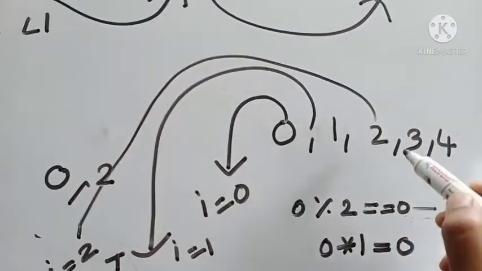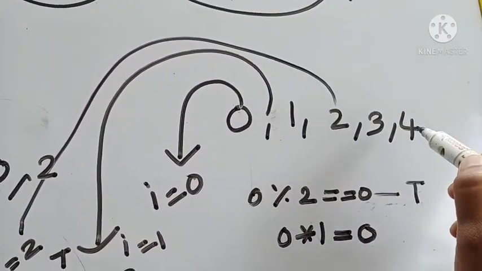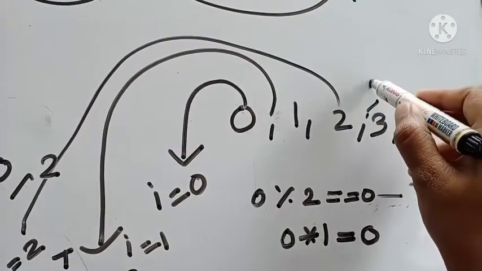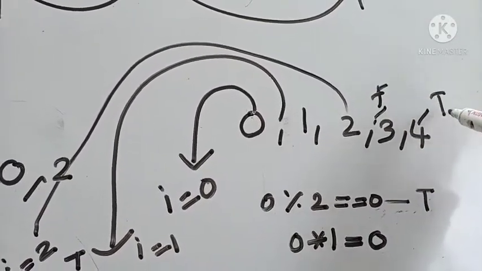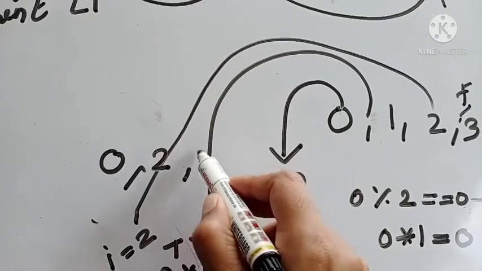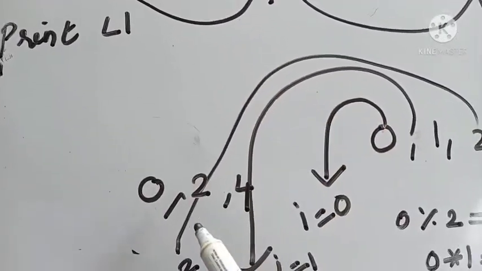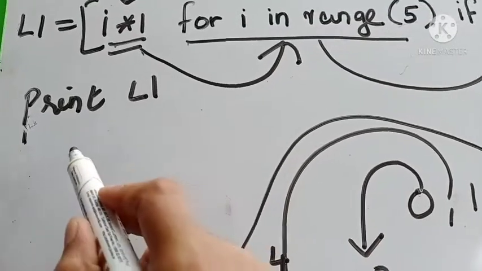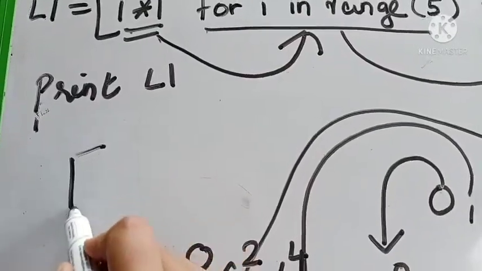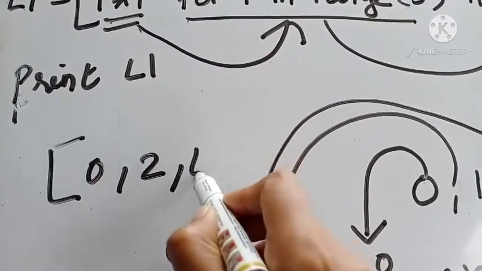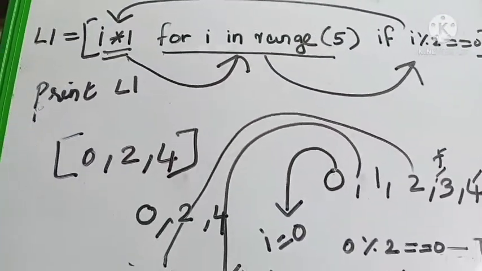Again for 3 it will be checked and 4 will be checked. 3 means it will be false, right? And 4 will be true because it is an even number. So along with the 2, 4 will be also here. So the L contains the value 0, 2 and 4 only. So when you print the L1, you will be getting the result 0, 2 and 4 only. Hope it is clear, right?